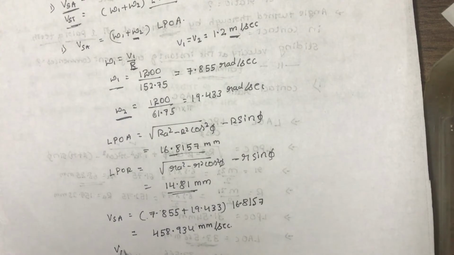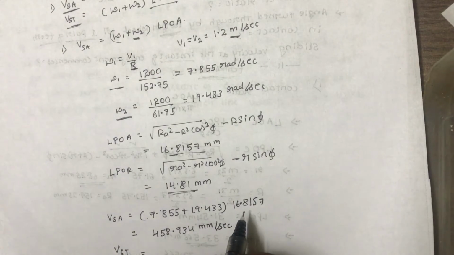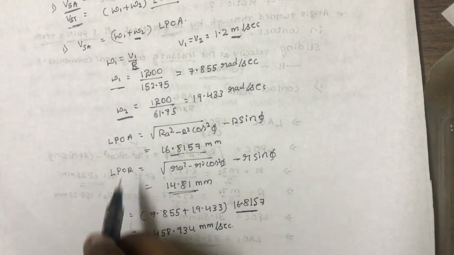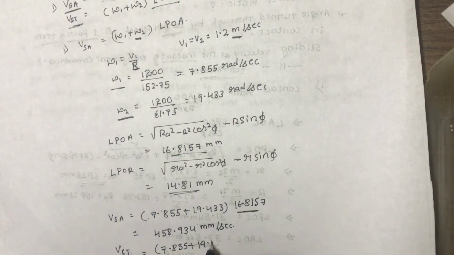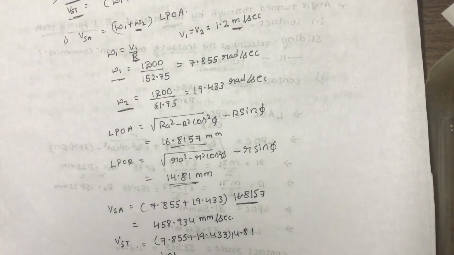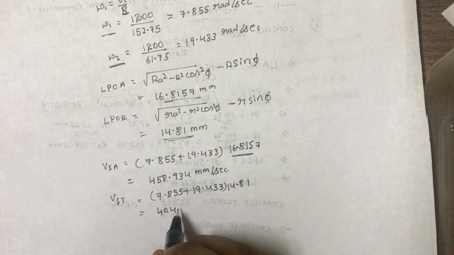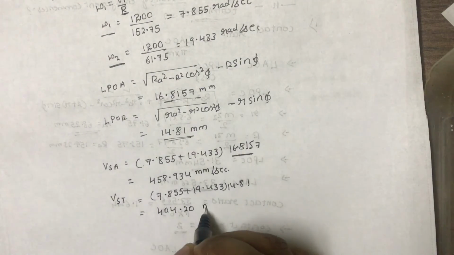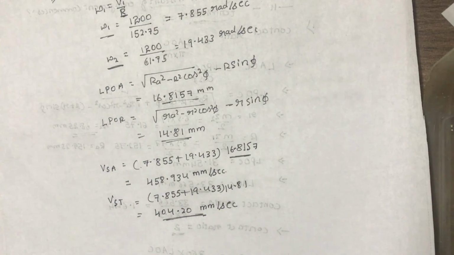Similarly, for VST you will get the same values, but instead of approach you substitute recess. So 7.855 plus 19.433 into 14.81, after substituting you'll get 404.20 millimeter per second. This carries 16 or 20 marks in your examination. It is very important. Thank you.